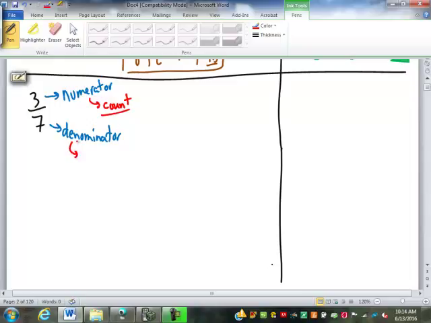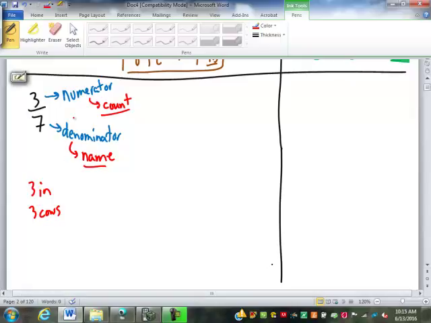Denominator, what does it mean to denominate? Well, you have different denominations of money, different denominations of organizations. To denominate means to classify or to give a name. So the fraction 3/7, the numerator and denominator, are nothing more than a count and a name. Just like having 3 inches, or 3 cows, or 3 pounds.